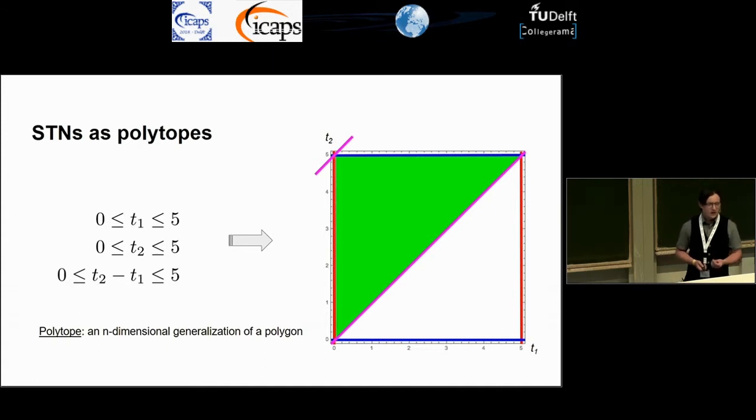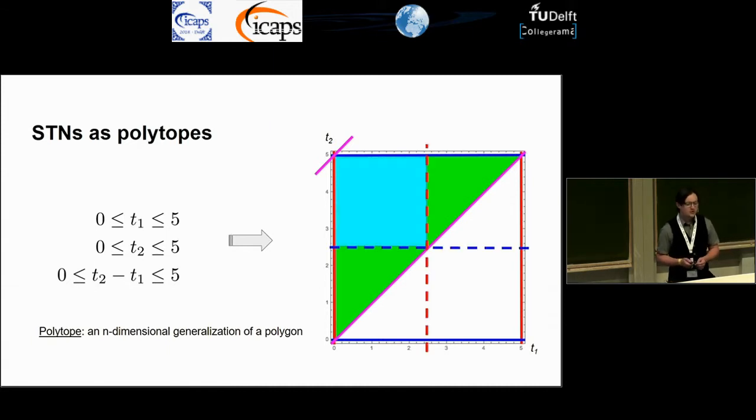We can also think about the Wilson metric in a geometric fashion. In decoupling this STN, we would add the constraint that T1 must happen before time 2.5 and T2 must happen after time 2.5, and that would give us two more bounding lines, reducing our solution space to this square.